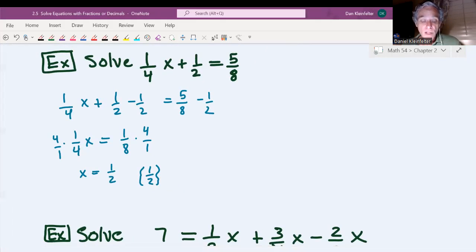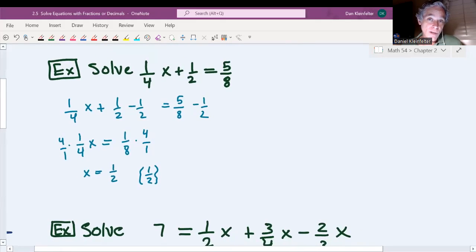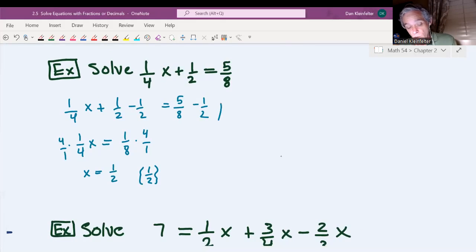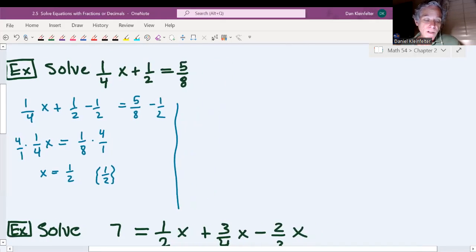That's one way. Usually people don't like that way as well as just trying to eliminate the fractions, and that's the kind of approach that we'll take in this section. We're going to talk about how you do that right now. Notice the equation we have. We're going to redo the same equation, just differently. We have 1/4 x plus a half equals 5/8.